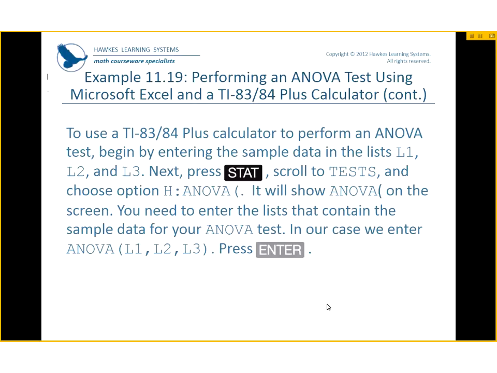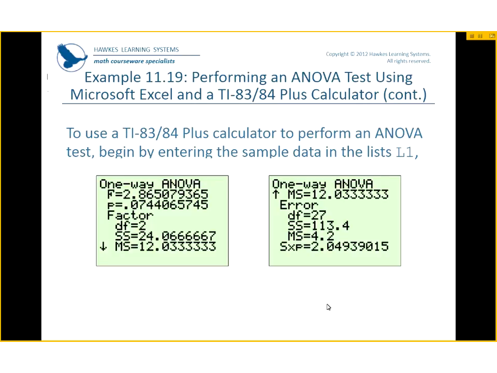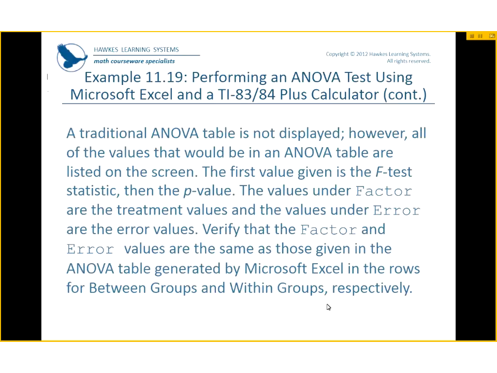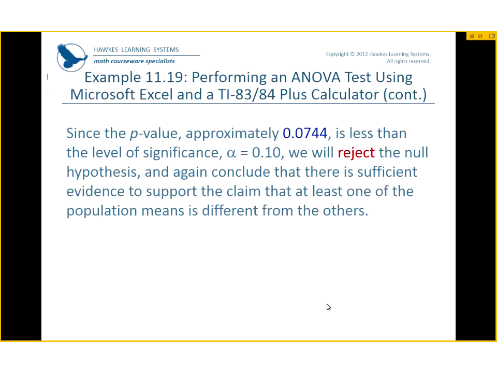Okay, so to do it on the TI-83, go to the ANOVA test by entering the sample data. So the first group would go in L1, second one in L2, third in L3. Press Stat, scroll to Tests, and choose H, which is ANOVA. Okay, so you'll need to enter the lists that contain the sample data in your ANOVA test. In this case we entered ANOVA, L1, L2, L3. Press Enter, and this will show your result. So if you look here, you're still seeing your factor, which is another word for treatment, and your errors.